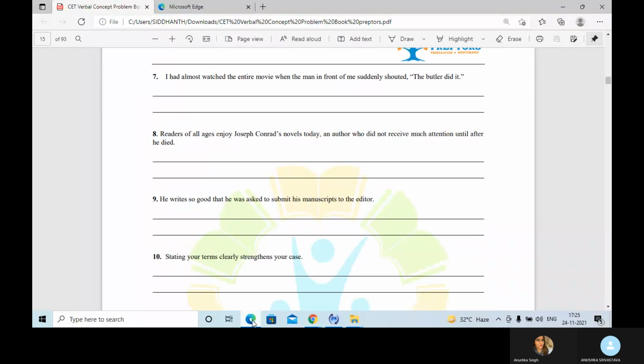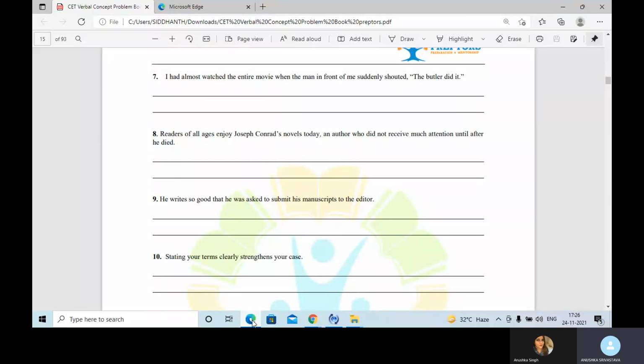The ninth one says, he writes so good that he was asked to submit his manuscripts to the editor. He writes. Writes is an active performance. I cannot use an adjective, good, here. I will have to use the adverb well. So he writes so well that he was asked to submit his manuscripts to the editor. This is the case of confusion in the usage of adjective and adverb.